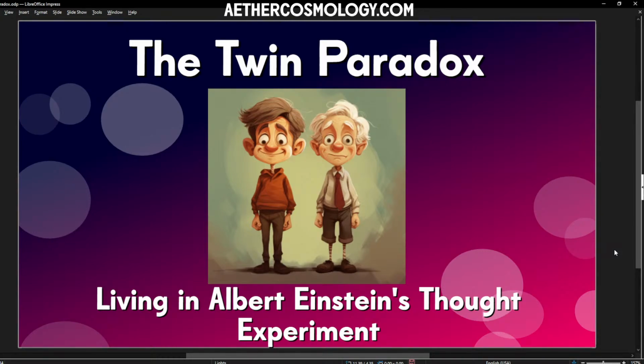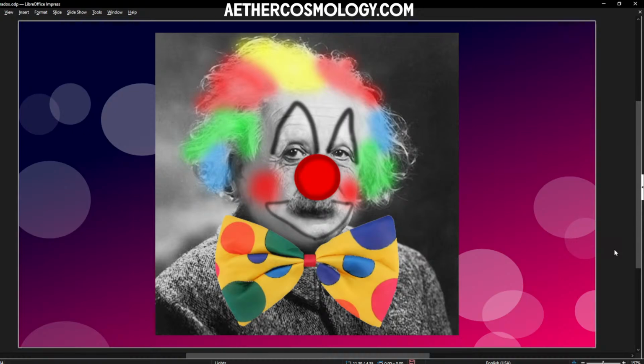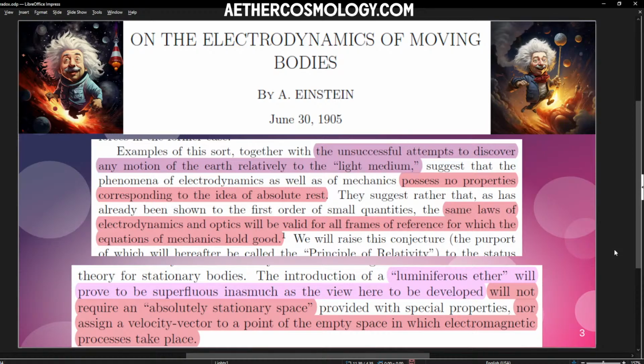Cool. So this is going to be a presentation about the twin paradox. And essentially, we are living in Albert Einstein's thought experiment. Here he is, the man himself, Albert C. Einstein. C stands for clown. And let's get into his work on the electrodynamics of moving bodies. This is what he published in 1905.